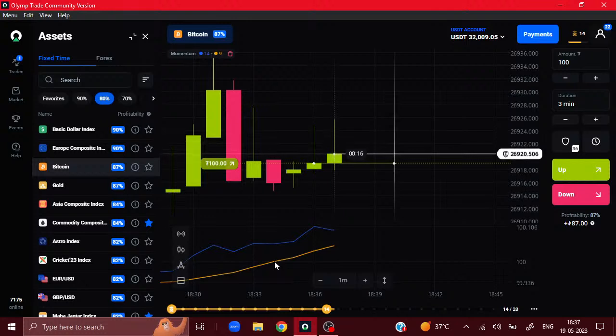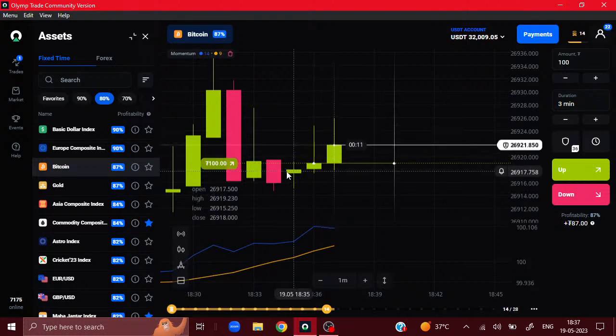Okay, guys, this is the second trade of the day. First trade we made on basic dollar index and we won that trade. Guys, is it clear? Is the strategy clear? It is very simple to use. Just you have to look at the 100 level of the momentum indicator.